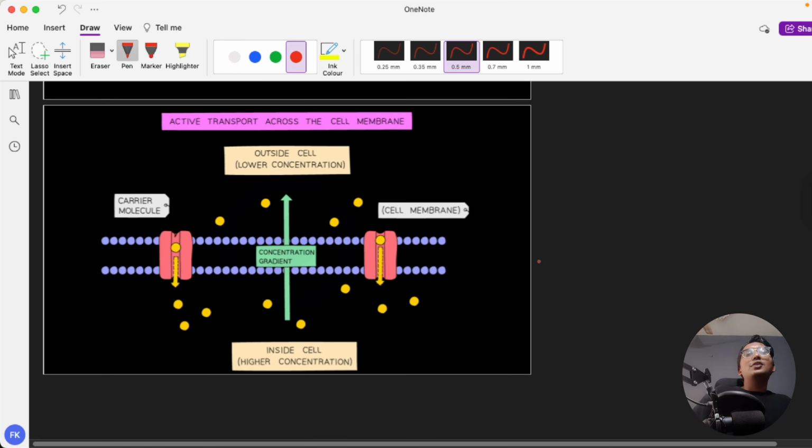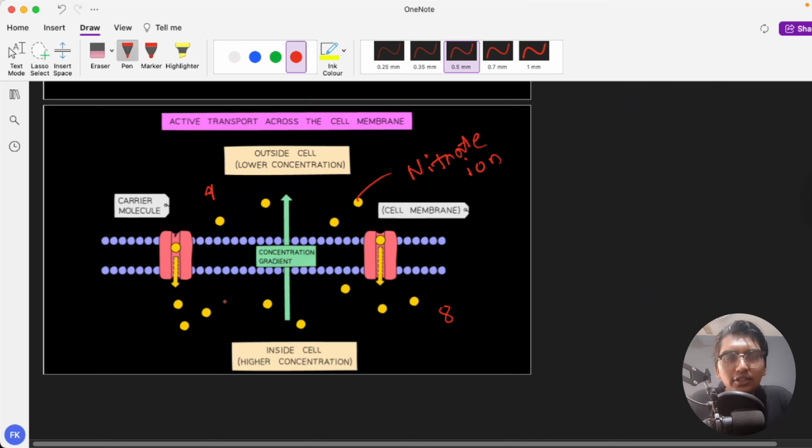Let me give you an example through this molecule. For example, plant cells need nitrate ions, right? For example, this is outside of the cell. This is nitrate ion, okay? If you count the number of nitrate ions, 1, 2, 3, 4, 5, 6, 7, 8, there are 8 molecules of nitrate ion outside and there are only 4 inside. So in theory, this nitrate ion should move in this direction, right?